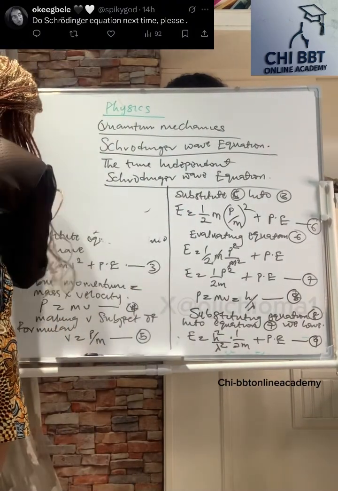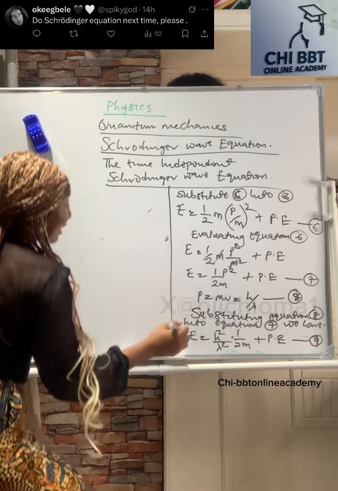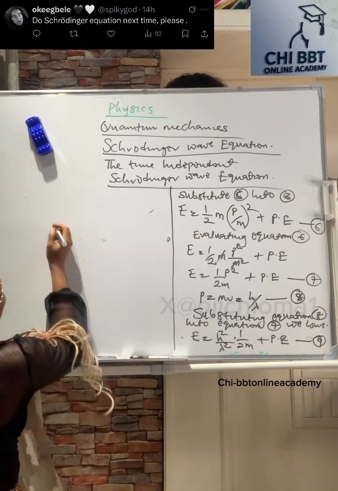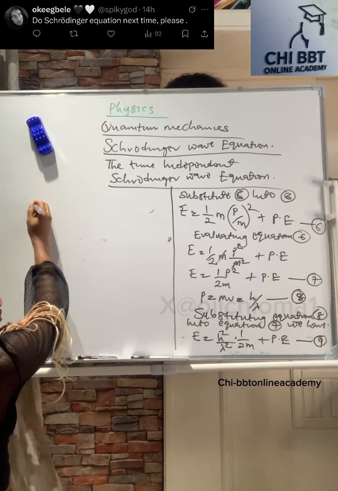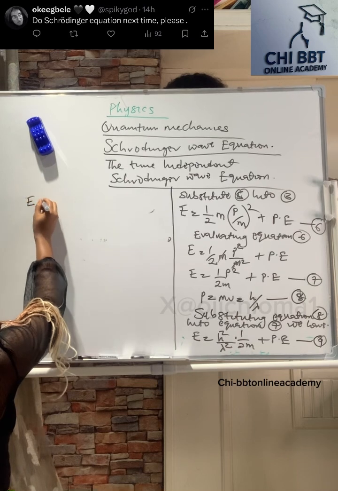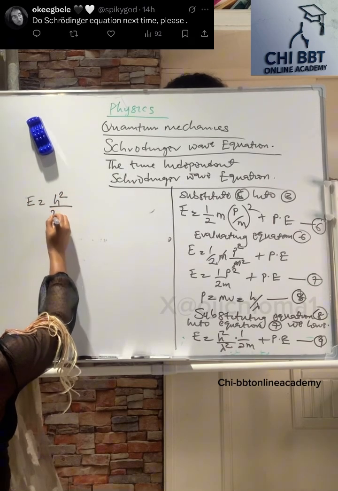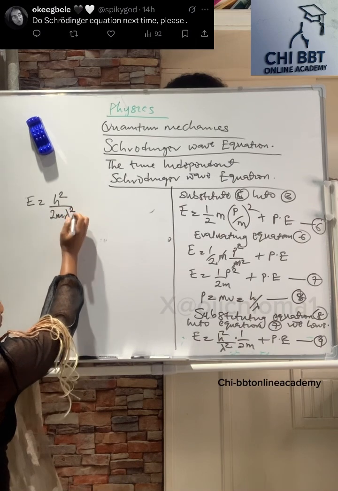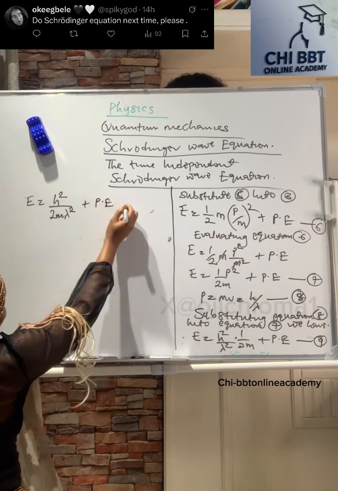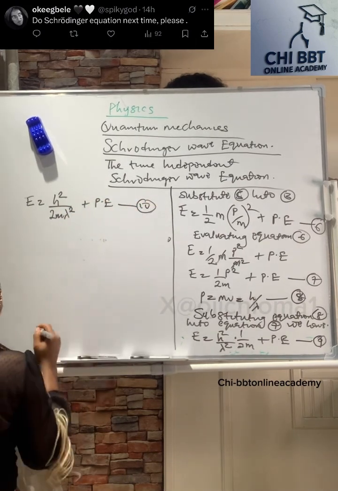Now let's go back here. Now that we have this equation, we have a further breakdown. Energy equals h squared, that's Planck's constant, over 2m lambda raised to power 2 plus potential energy. Let's call it equation 10.